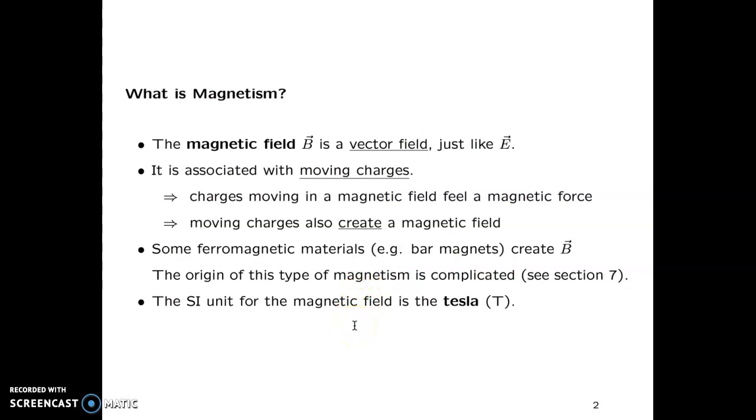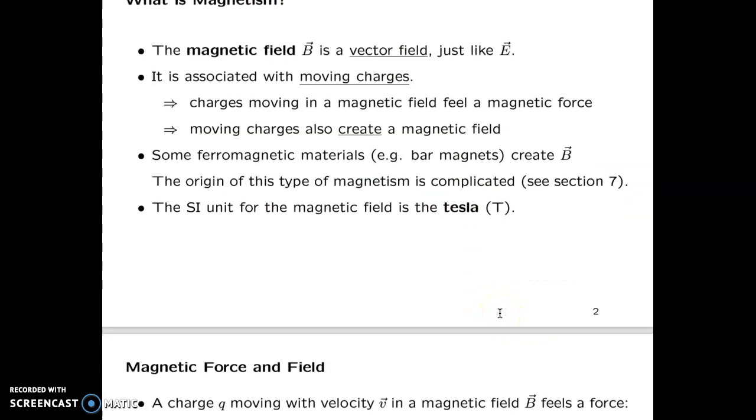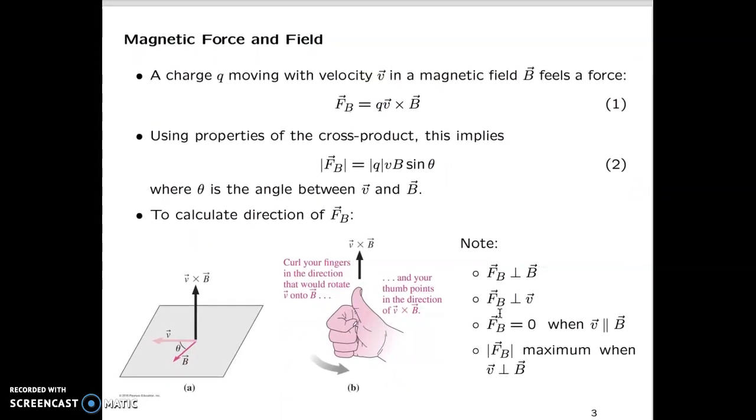Okay, so the magnetic field, you'll notice the symbol is B. It's a vector quantity, just like the electric field. You might have guessed it would be M for magnetic field, but it's not, it's B. And this new quantity, the SI unit for it is the Tesla, capital T.